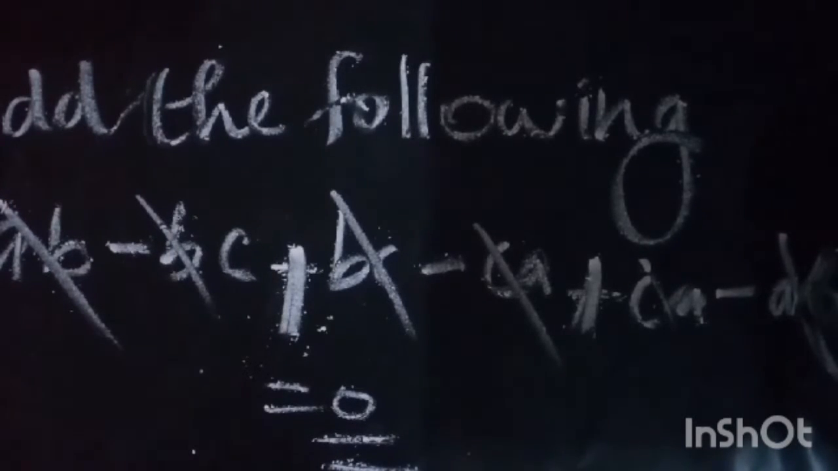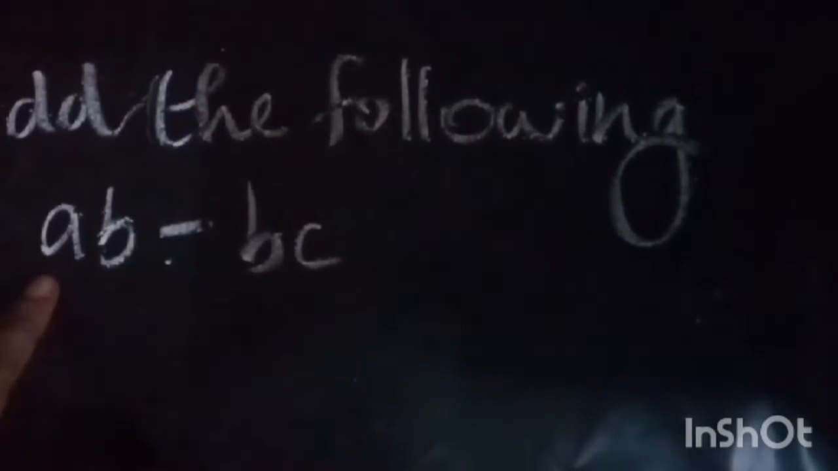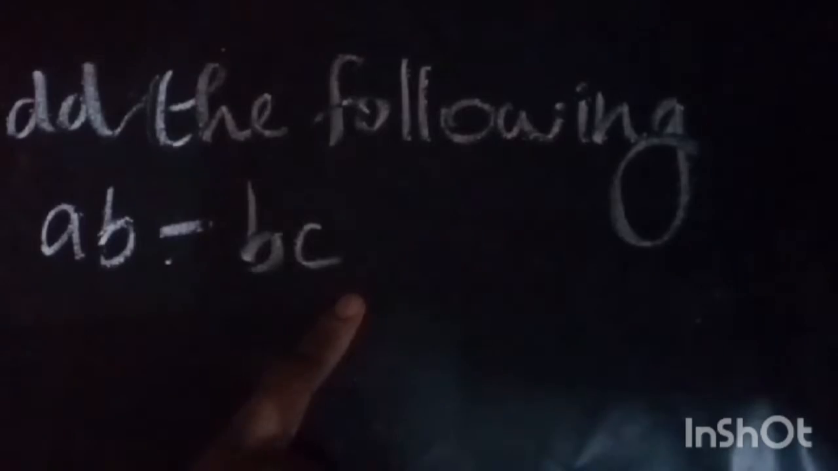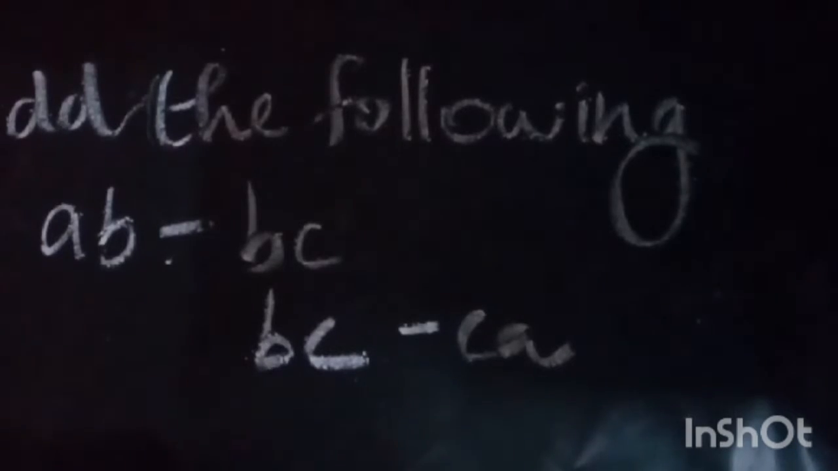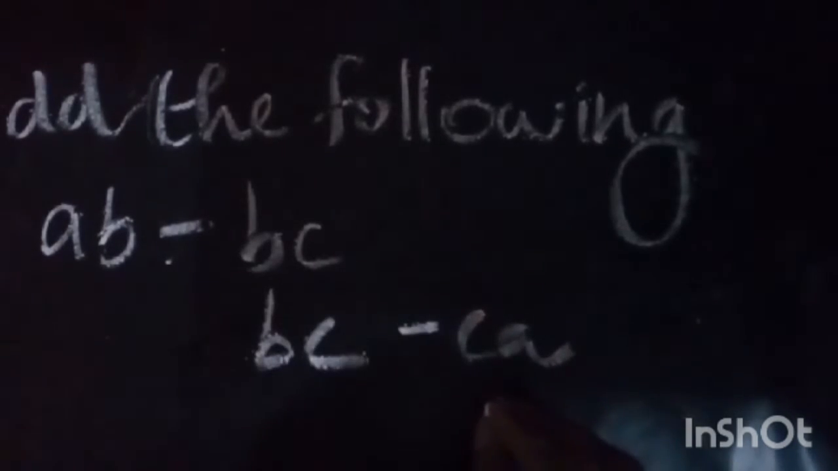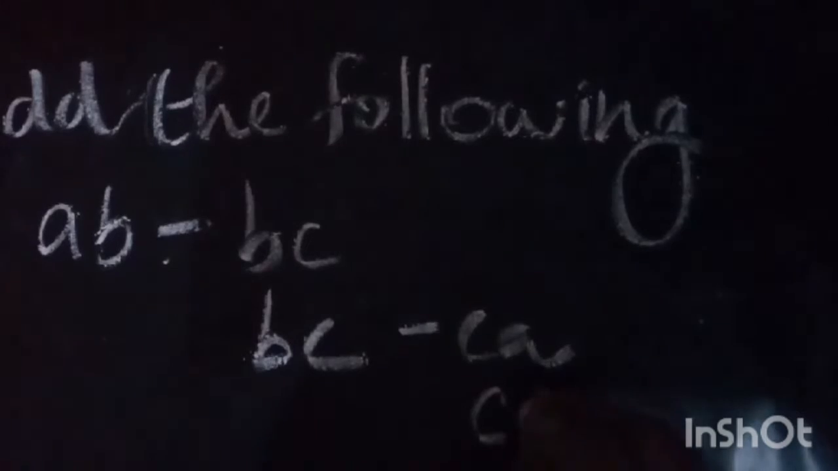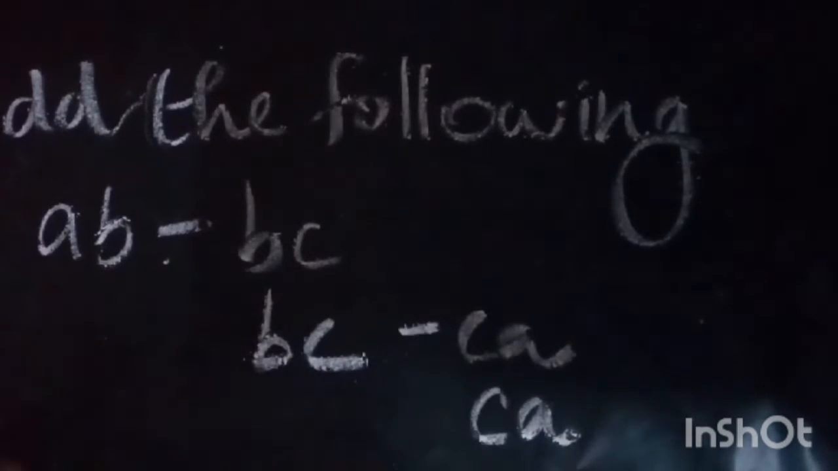If it is column wise, how will you do? We will arrange it like this. First expression, we will write first: AB minus BC. Second expression is BC minus CA. So below this BC we will write BC, then minus CA. And the third expression is CA minus AB. So we can write CA below minus CA and minus AB below plus AB here. Minus AB. This is how we arrange them column wise.